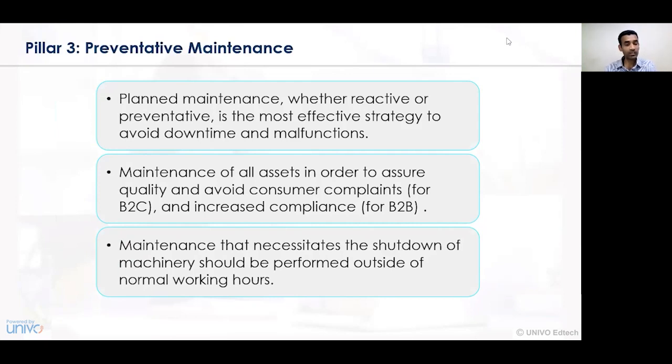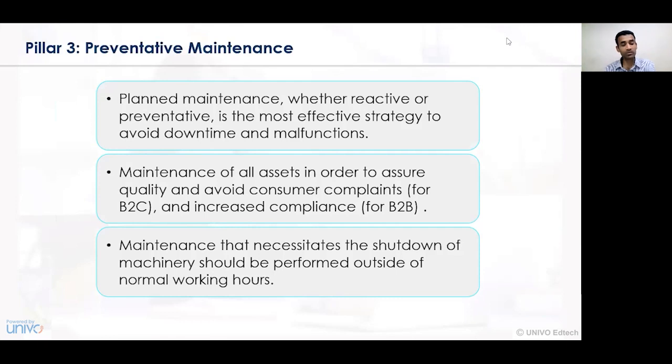So preventive maintenance is of a certain consideration wherein we need to identify a certain activity or a certain consideration at the previous level, and on the basis of that identification, how can we prevent those activities to a greater extent at an early stage. Maintenance of all assets in order to assure the quality and avoid the consumer complaints, that is for B2C, and for increased compliances, that is B2B.